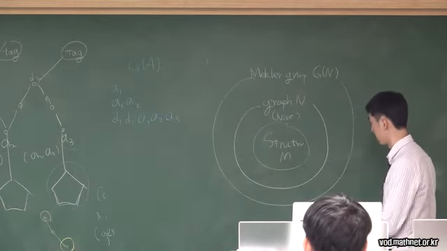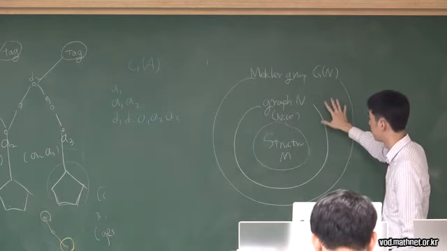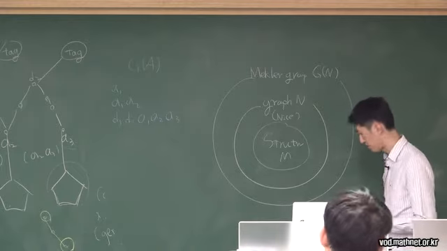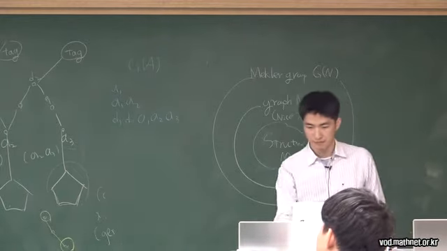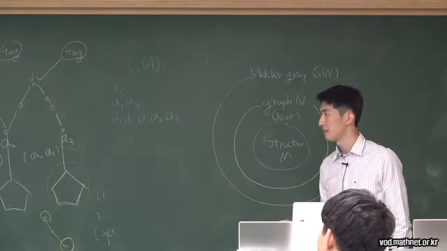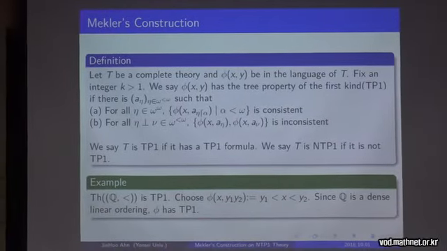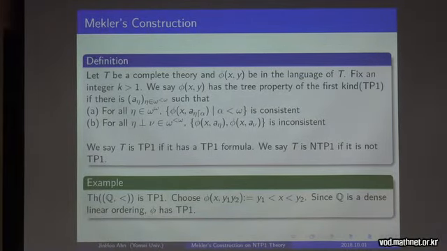So the structure lies inside this kind of thing, graphs and Mekler groups. I will show you what I've found out. The definition contains a lot of difficult things. Let T be a complete theory and so on. Do not focus on the definition, but please look at the examples that I'm interested in.